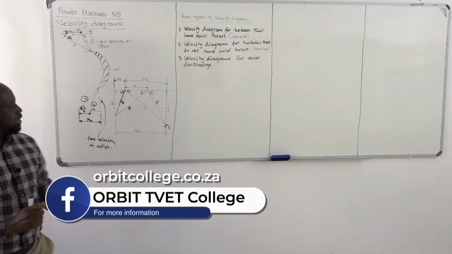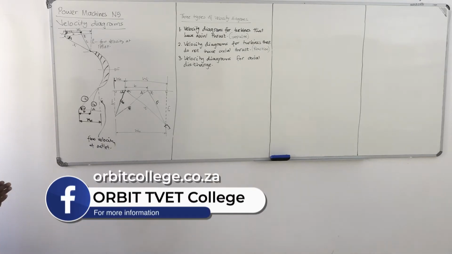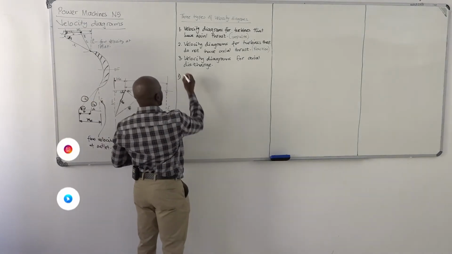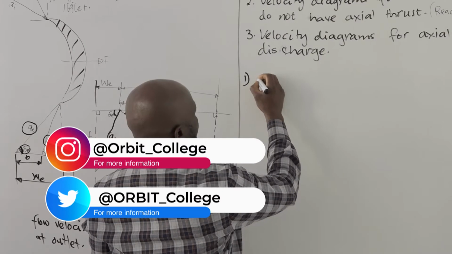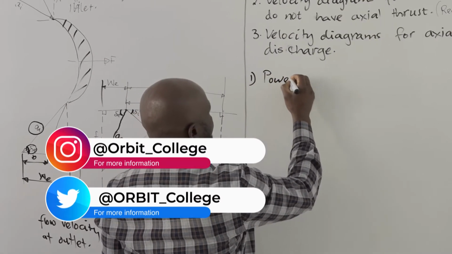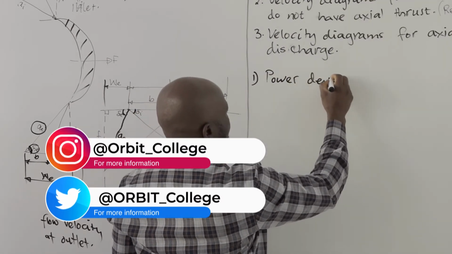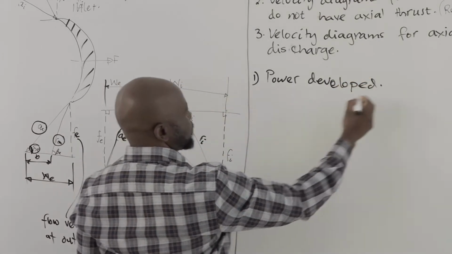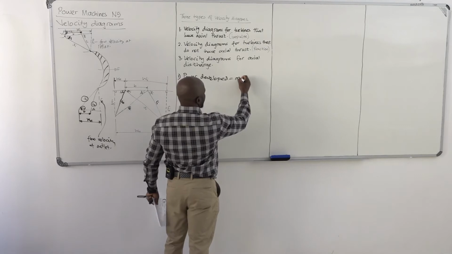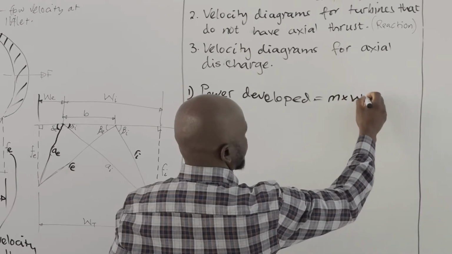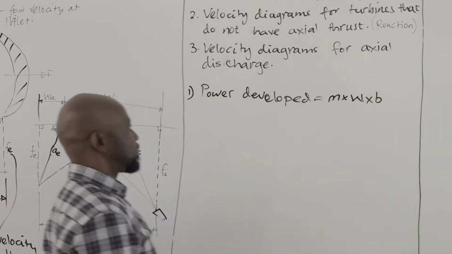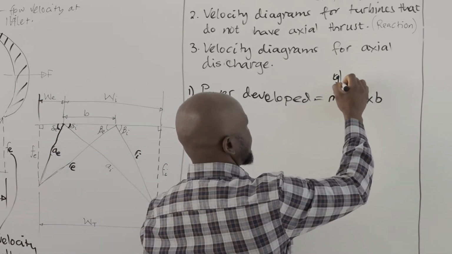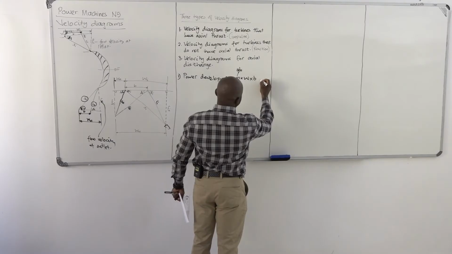Now, we want to see why we do velocity diagrams. We do velocity diagrams in order to calculate the power developed by the turbine, which is given by mass times whirl velocity times the blade speed. Our mass is in kgs per second, and this is going to be in watts.